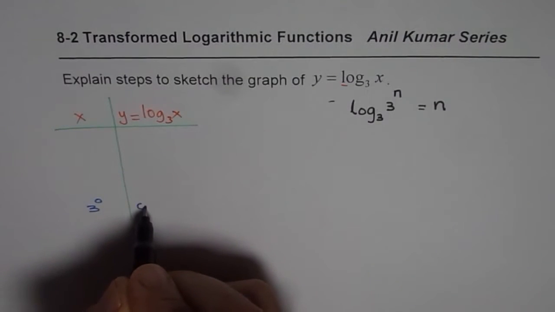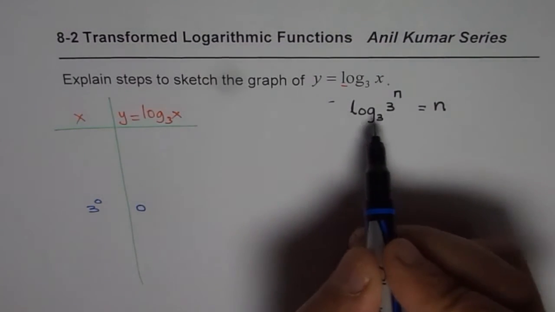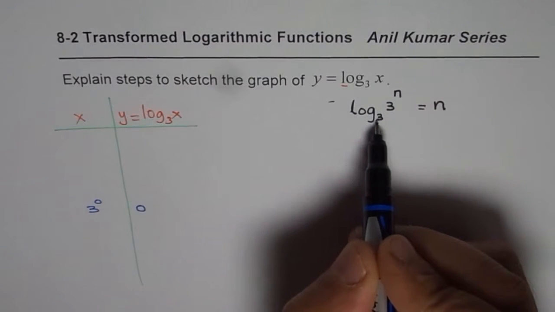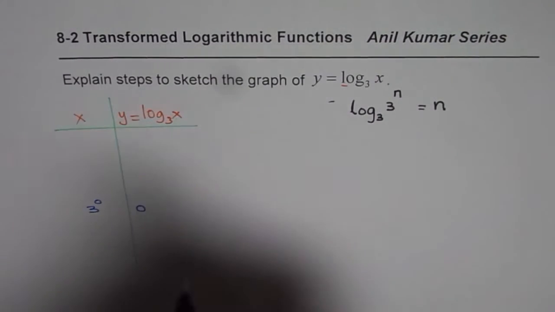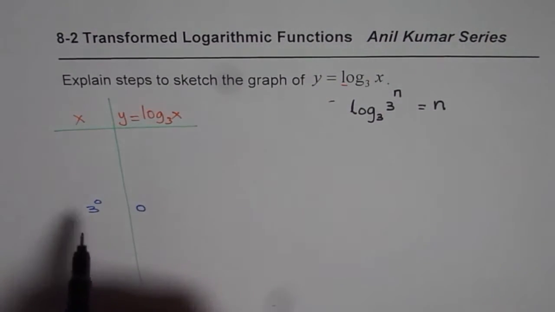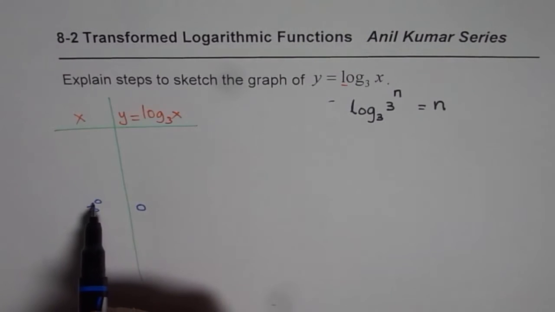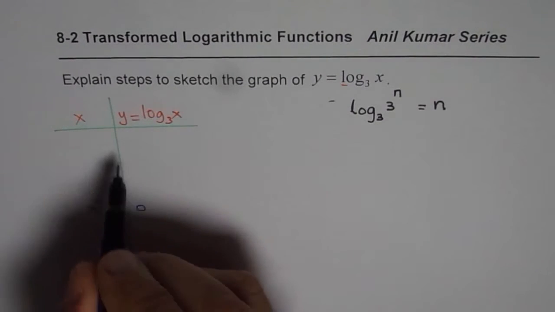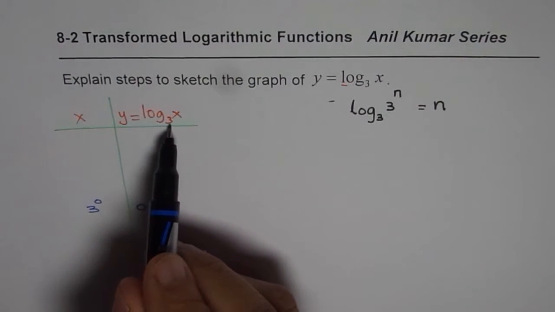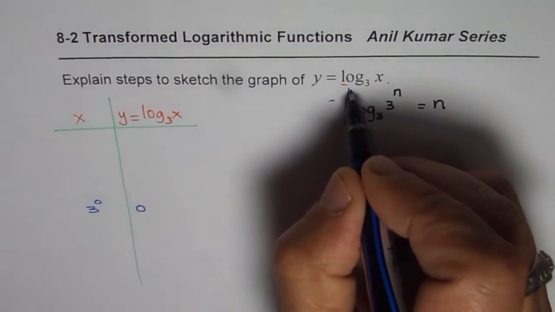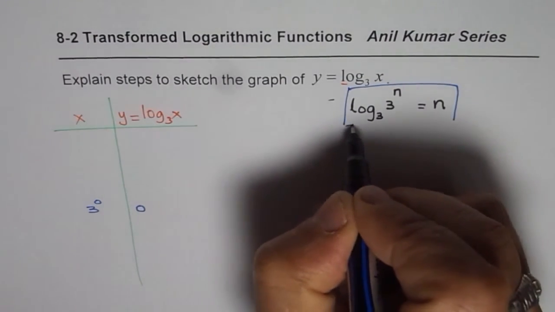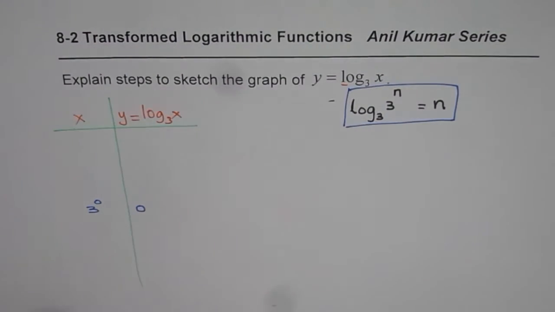We'll write 0. Remember, log to the base 3 of 3 to the power of n is n. That is what we are doing, right? So when I write x as 3 to the power of 0, I get log base 3 of 3 to the power of 0, which should be 0. You get my point, right? So this is what is helping us to get the key values.